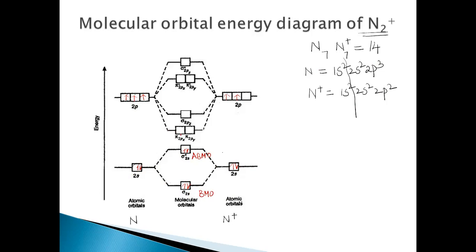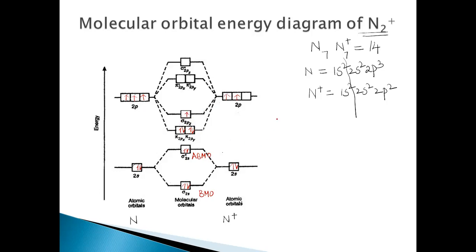Then comes pi 2px and pi 2py, with a total of 1, 2, 3, 4, 5 electrons. So with 5 electrons, first this one will get half filled, since these two are degenerate. Then comes the pairing. So how many electrons are used out of these 5? 4. Only a single electron is left. Now this will go to the 2pz.